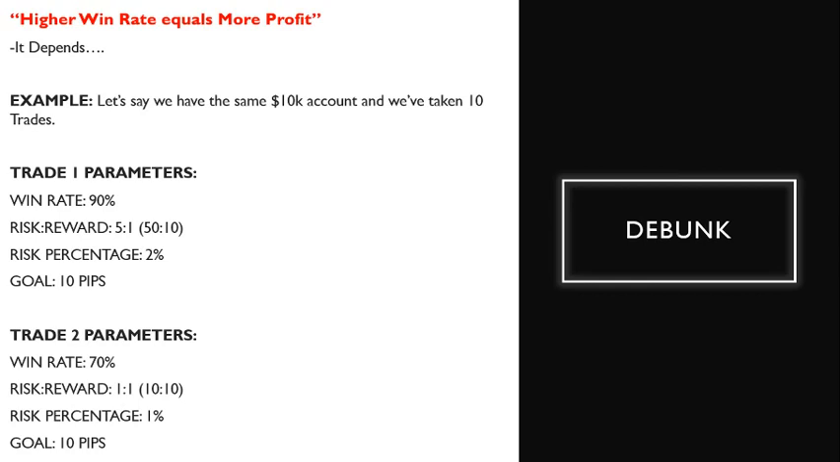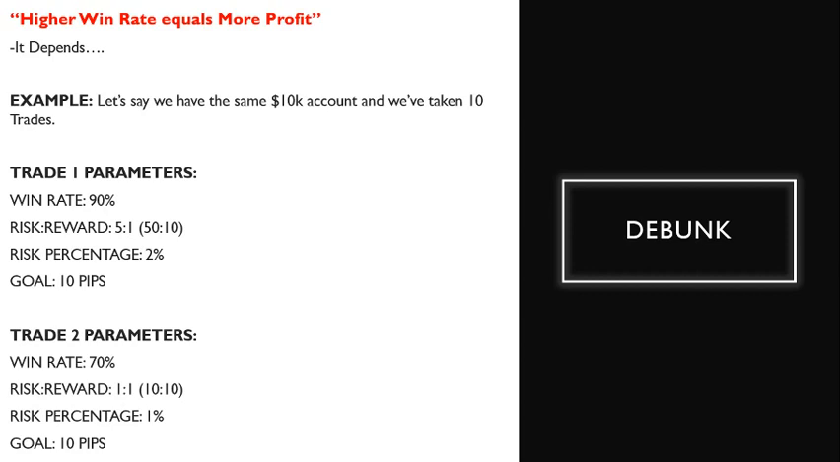risk percentage with a higher win rate, as long as your risk to reward makes sense, obviously. But we'll talk about that later. My risk percentage is higher here; it's 2%, and my goal is 10 pips. Now the parameters on my second trade are a 70% win rate, and I'm using a 1-to-1 ratio. So if I'm going for 10 pips, what's my stop loss? 10, right? 1-to-1. Okay. And I'm going to use a 1% risk percentage, and later we'll talk about why that's relevant, why I would only use 1% there and 2% on a 90.